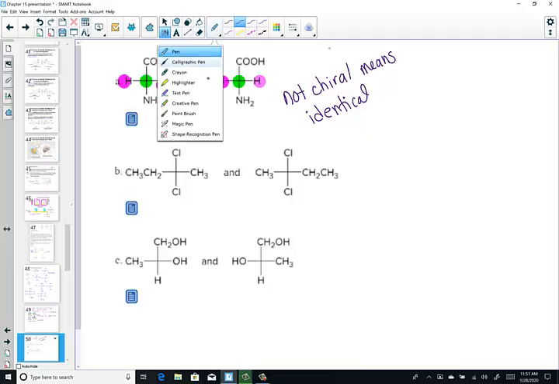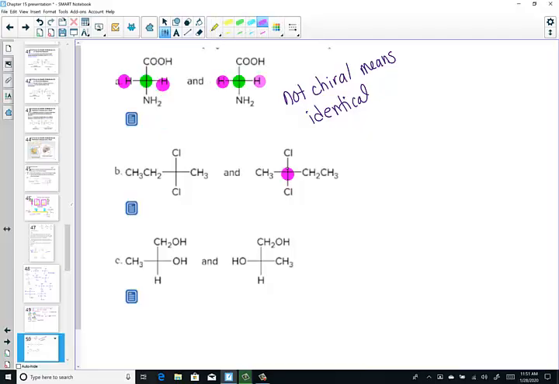Let's try letter B. With letter B, I want to bring my eyes to the center carbon and make sure that we have a chiral carbon. Oh, look at this again. Chlorines. That chiral center has 2 like attachments, just like the letter A. That means they are not chiral, meaning that they are not enantiomers. Therefore, they must be identical molecules.